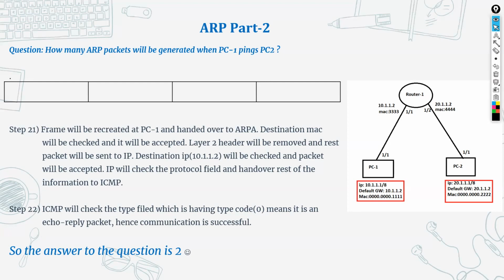So the answer to the question that we started with, how many ARP packets will be generated when we ping from PC1 to PC2, is 2. One ARP packet was generated by PC1 to find out the MAC of the gateway, and another ARP packet was generated by router 1 to find out the MAC address of PC2, which is 20.1.1.1. So this was all about ARP when there is communication between different subnets.